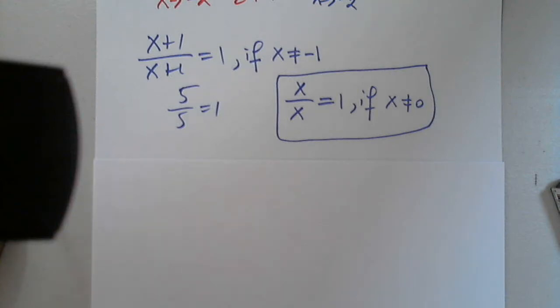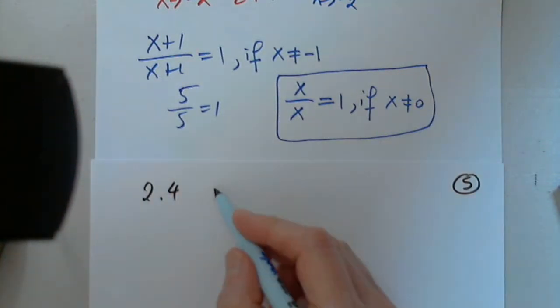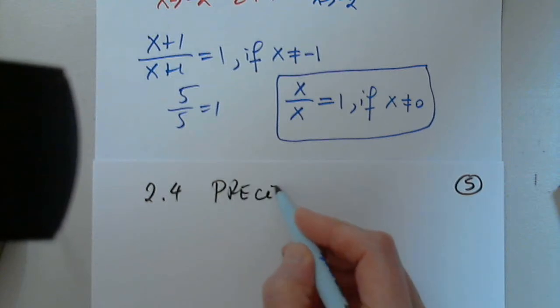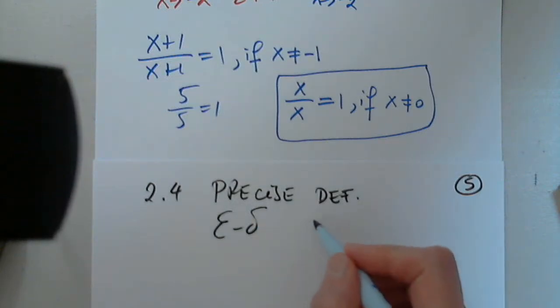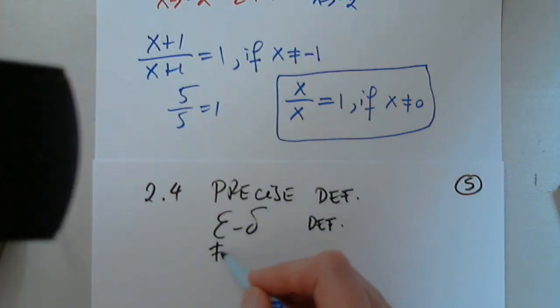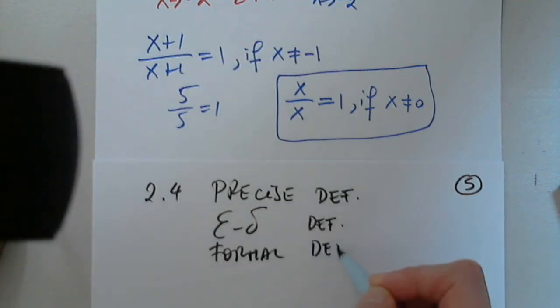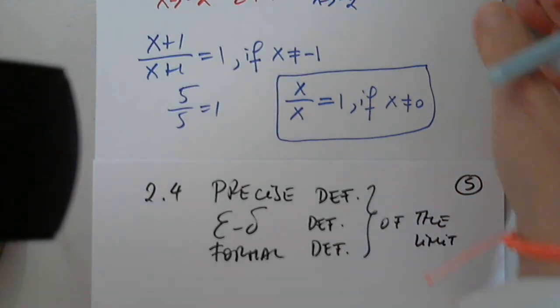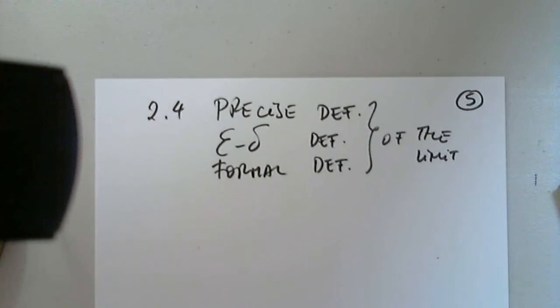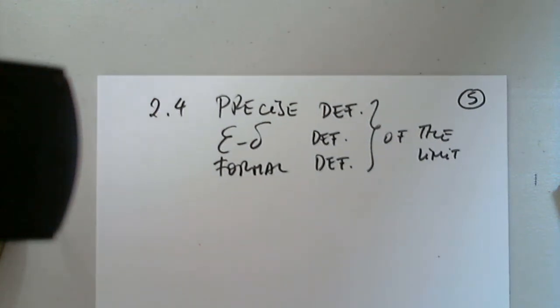Okay then. In that case, I'm on page 5, and I'd like to continue with another example from 2.4 again. The formal, also called precise definition, or epsilon delta definition, of the limit. I hope you come back with other questions from WebAssign about this on Tuesday. But let's look at another example.